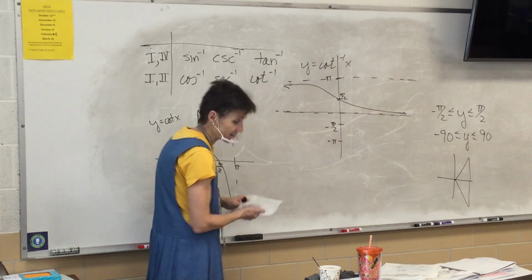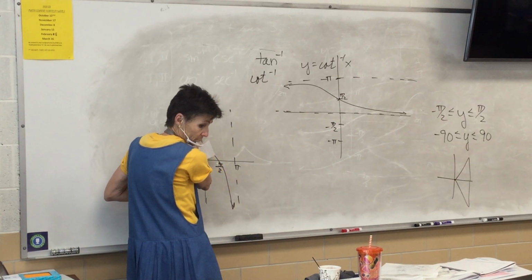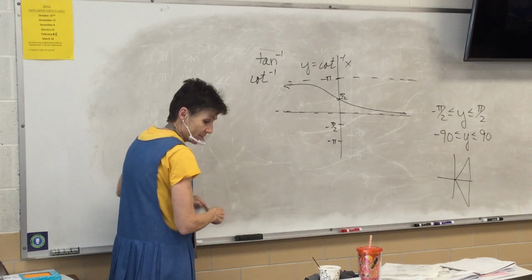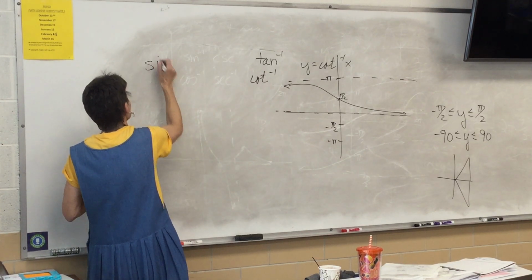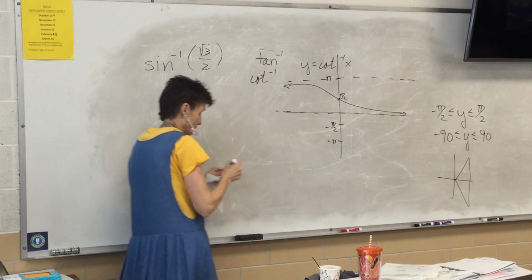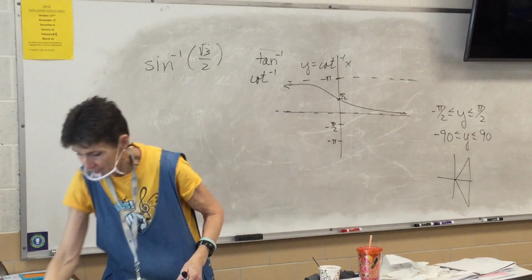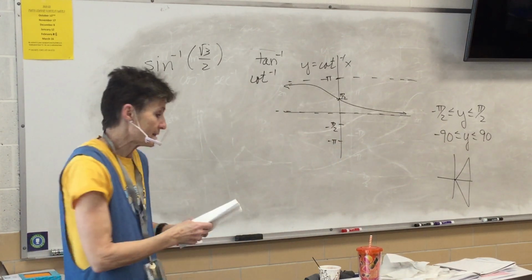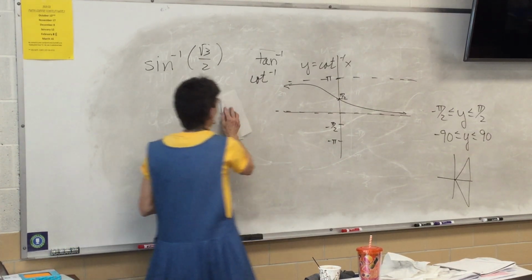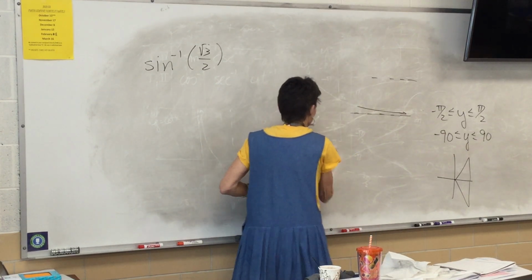Here we go. First one says evaluate exactly in radians the angle whose sine is √3/2. When you see that notation, you are immediately thinking inverse sine, quadrant 1 or quadrant 4. That's what you're immediately thinking.